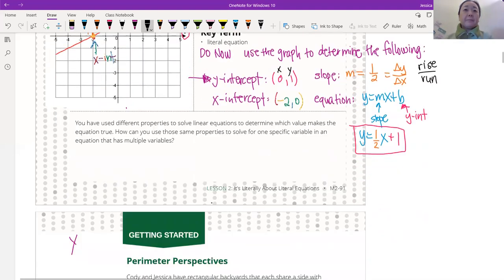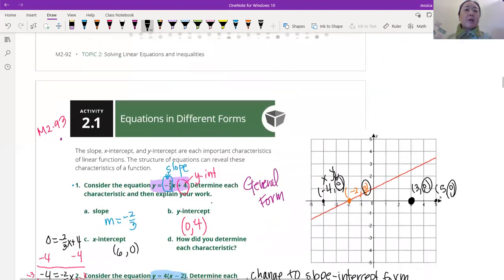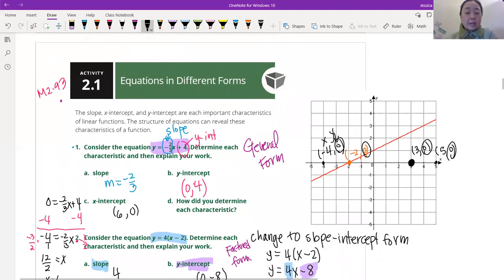A little tip there. All right, so we're going to skip this page and go to the next page, which is on 93.